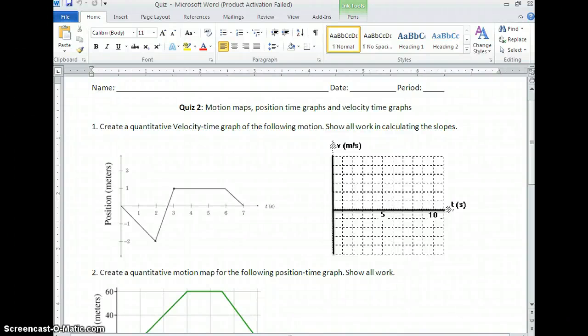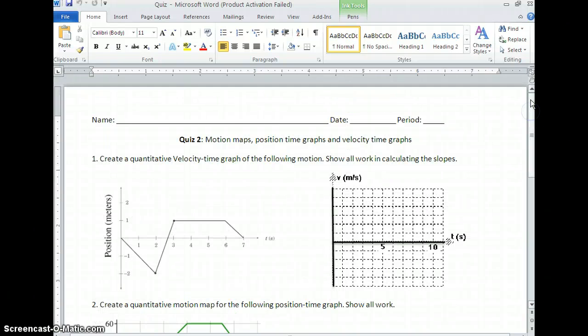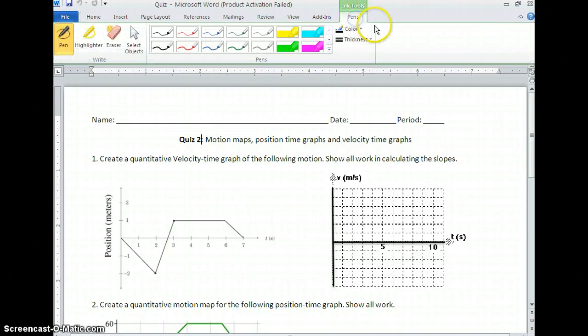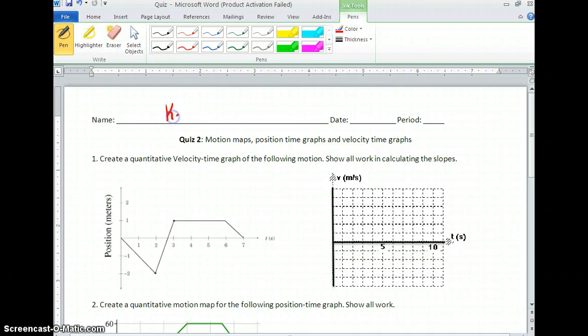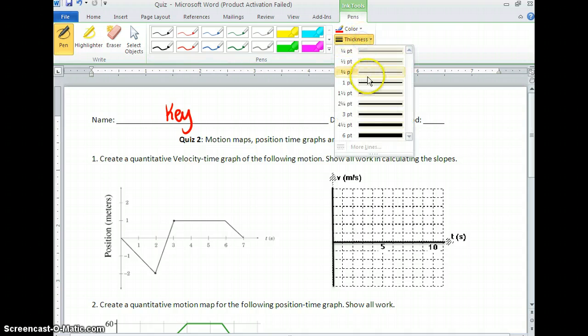Hello, Geometric Physics. Here's our quiz that we took today. I said I would go through the first version of this quiz. As you notice here, it's quiz 2. If it was the retake, it would say retake after it. So this is our original quiz that we took, and I would just like to go through how we do each of these particular problems.